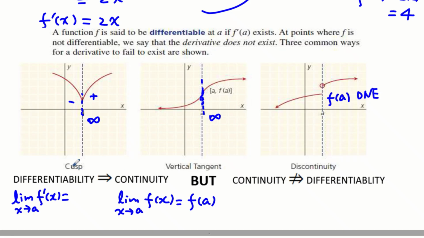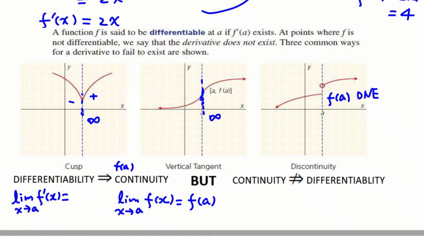Okay, so differentiable tells you that it will be continuous, because the function at that point exists. And continuous doesn't guarantee differentiable. So differentiable is always continuous, but continuous doesn't guarantee differentiable. So it can be continuous but not differentiable. Even continuous doesn't mean that it is differentiable.